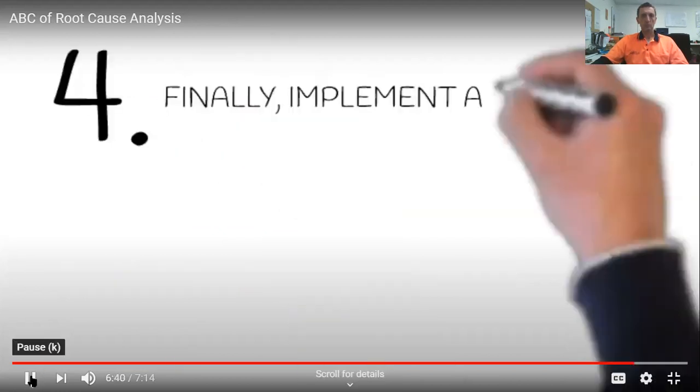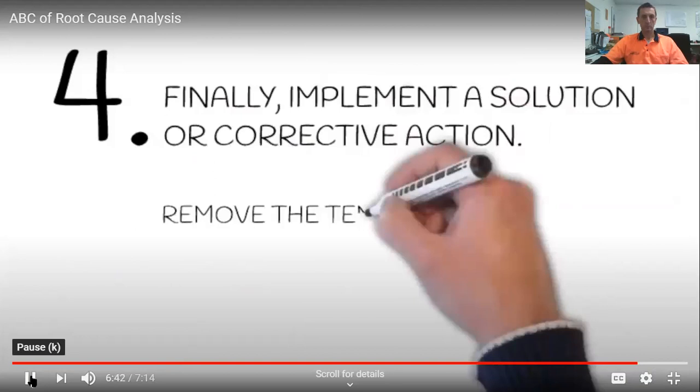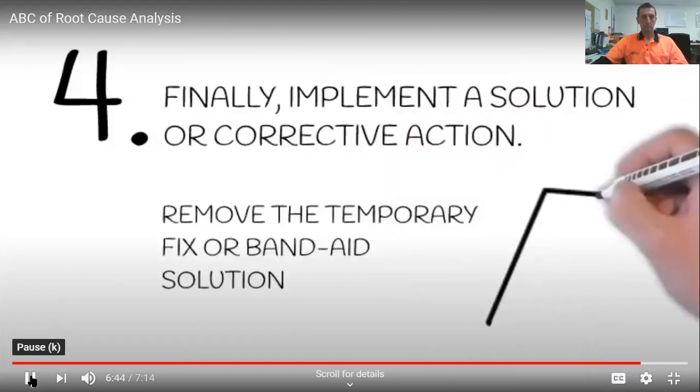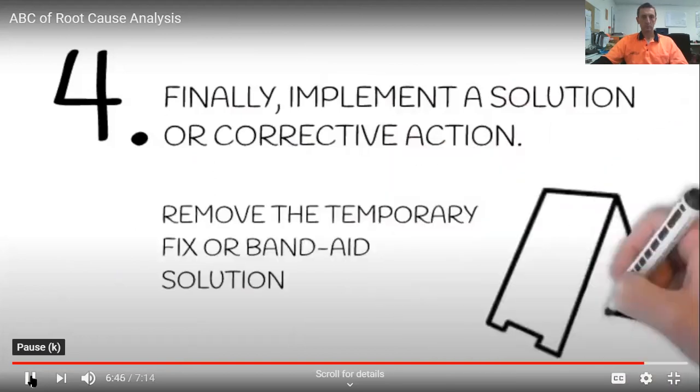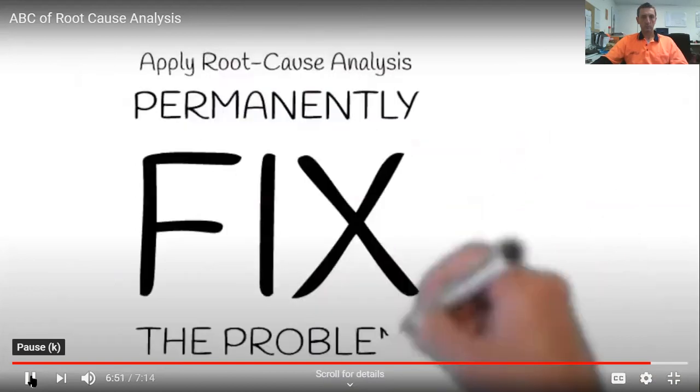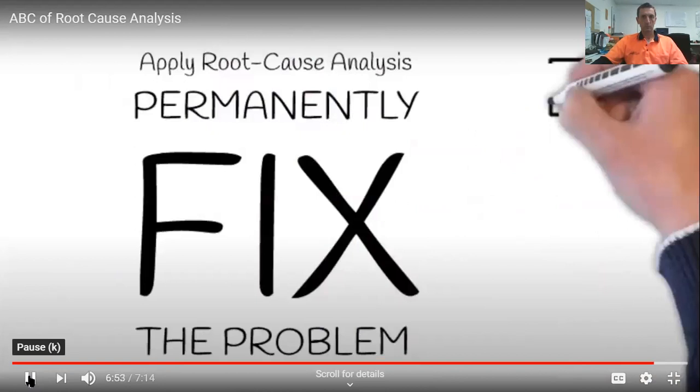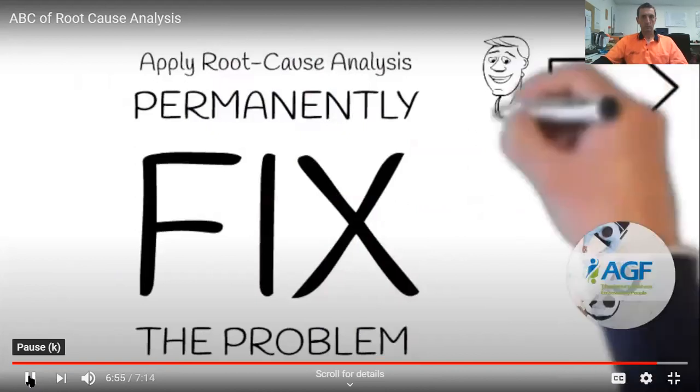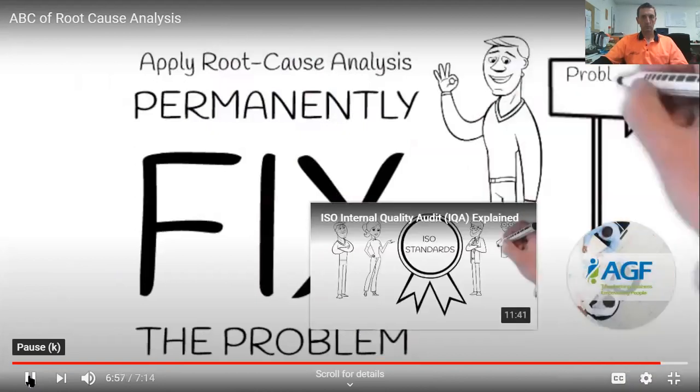Remove the temporary or band-aid solutions to permanently fix the problem. By becoming acquainted with these simple tools presented to you by AGF Consulting Group, you'll be able to successfully apply and determine the root cause to eliminate the problems you encounter at work.